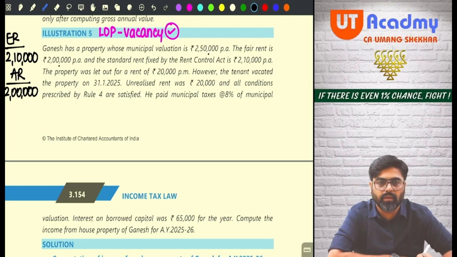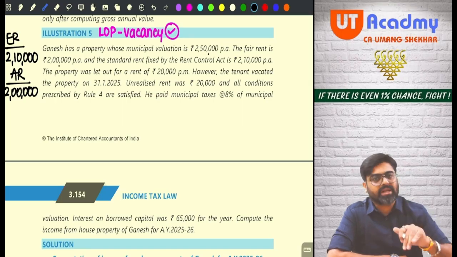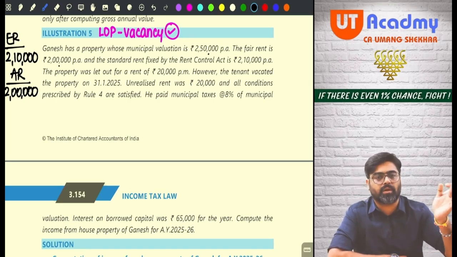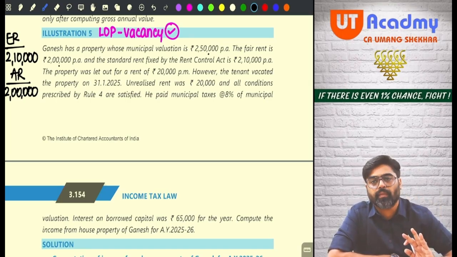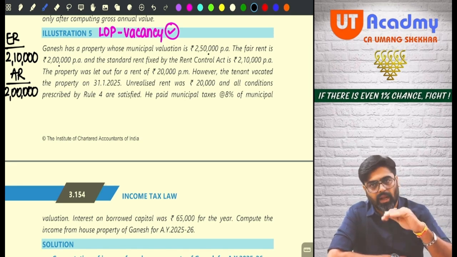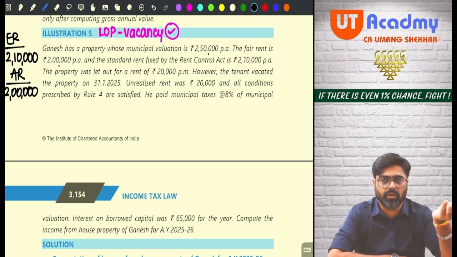So now tell me, there is vacancy and there is unrealized rent also, 20,000. Now I have two options. I can reduce this 20,000 from actual rent also, or I will first calculate GAV and from GAV I will reduce unrealized rent. Yes or no? So what we will do? First we will calculate GAV, and from GAV we will reduce 20,000 of unrealized rent.